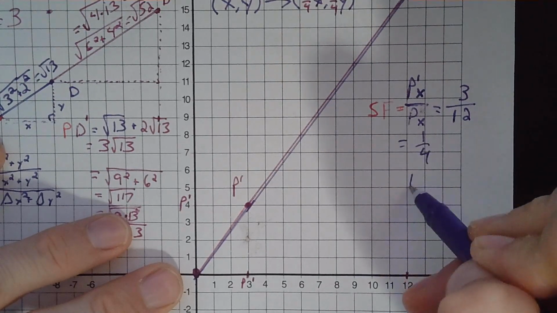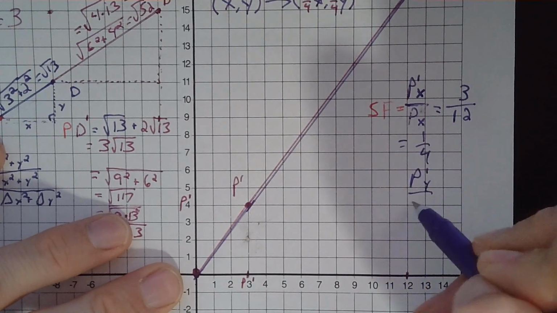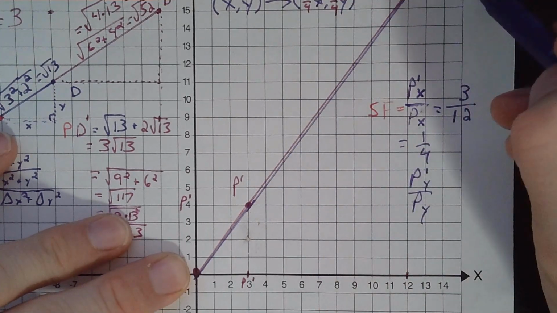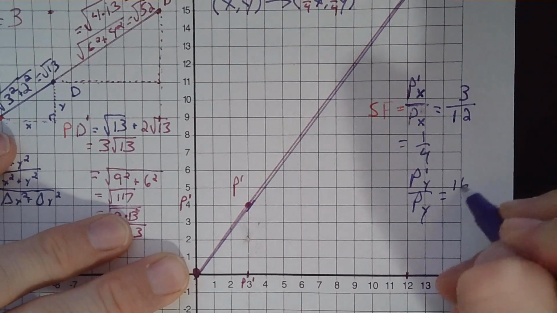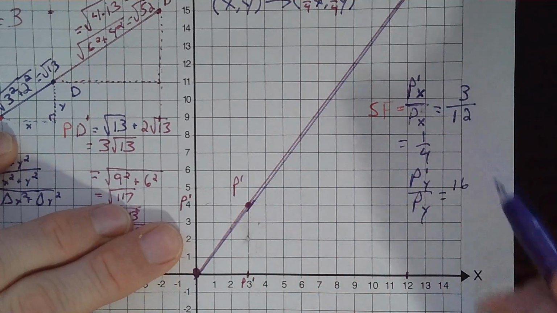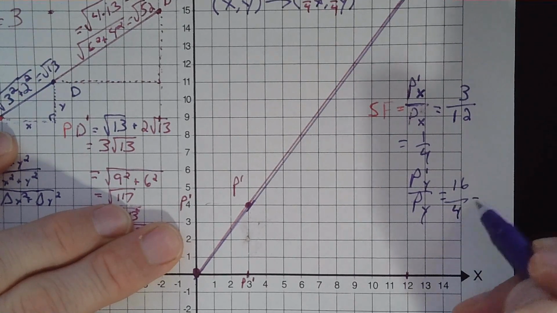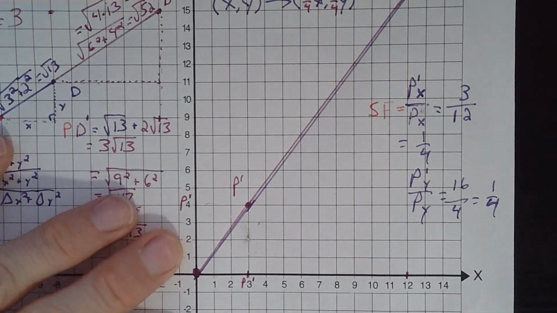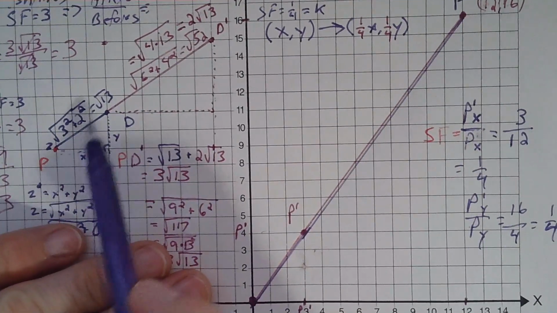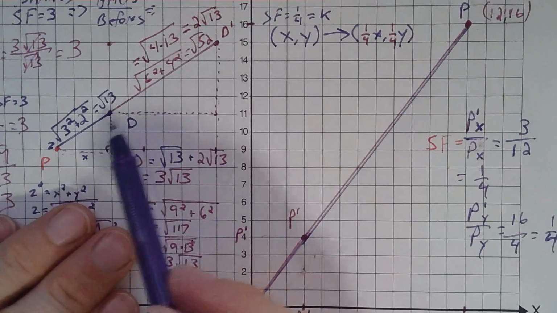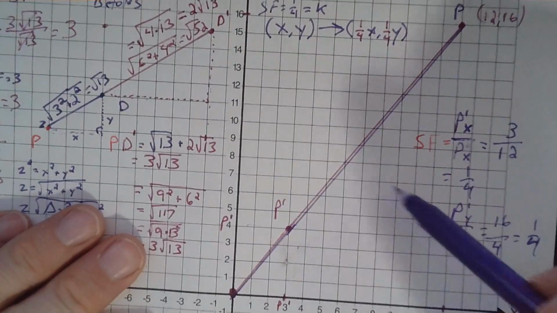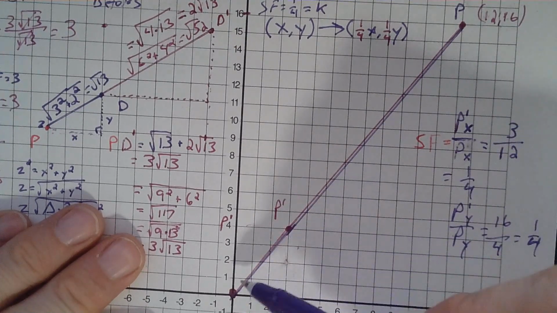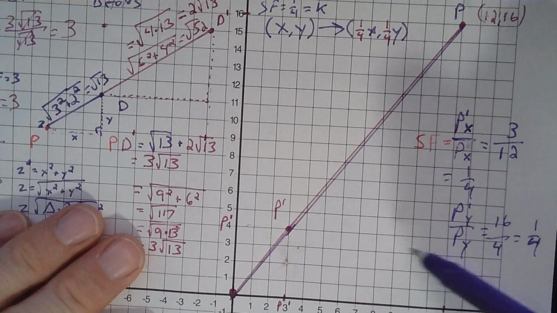I could do it with my y's. P prime sub y divided by p sub y. My initial was 16, my final was 4. That equals 1/4. That's a lot easier than doing all this other stuff. And I did this just to prove a point. If I were to do the other way, you would see the same relationship, because the changes are all the same.